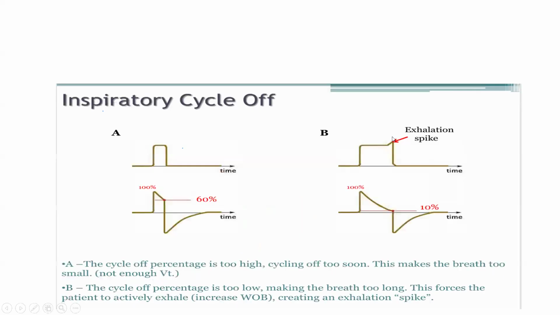Now, inspiratory cycle off: diagram A is representative of the cycle percentage being too high and cycling off too soon. This makes the breath too small, not delivering enough tidal volume. Then diagram B is representative of the cycle percentage being too low, making the breath too long. This forces the patient to actively exhale, creating the exhalation.